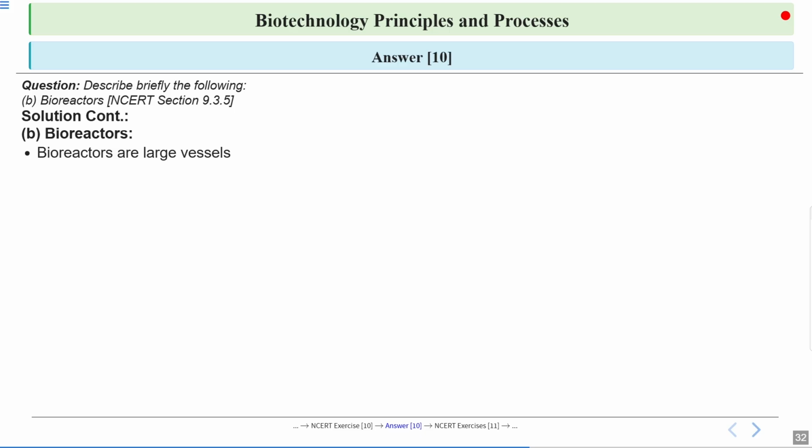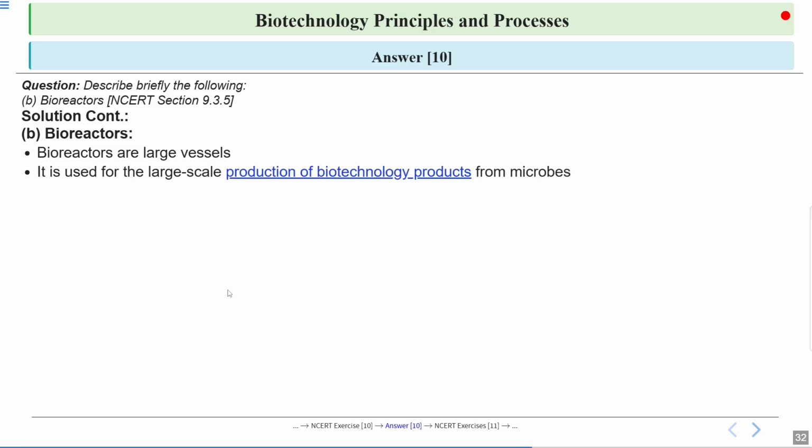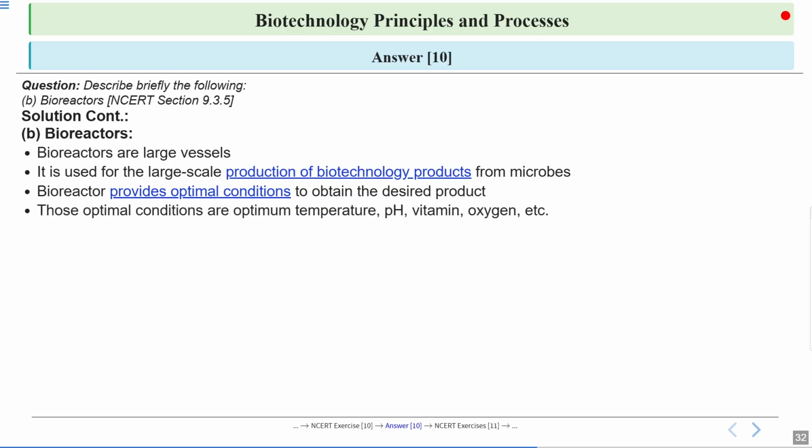Bioreactors. Bioreactors are large vessels. They are used for the large scale production of biotechnology products from microbes. We produce some biotechnology products by using microbes, right? Microbes are one of the very important parts of biotechnology. So bioreactors provide optimum conditions to obtain the desired products. Those optimal conditions are optimum temperature, pH, vitamins, oxygen, etc.